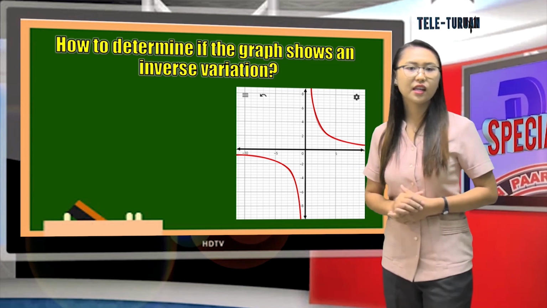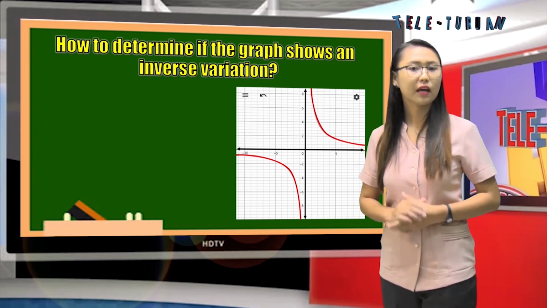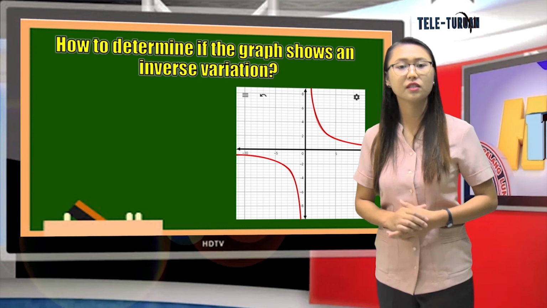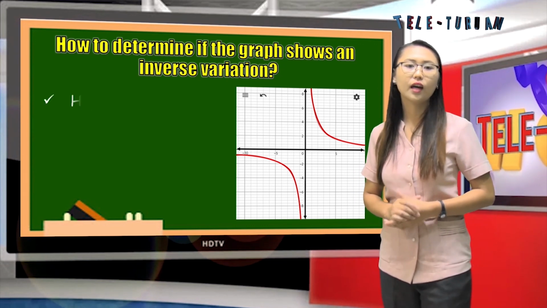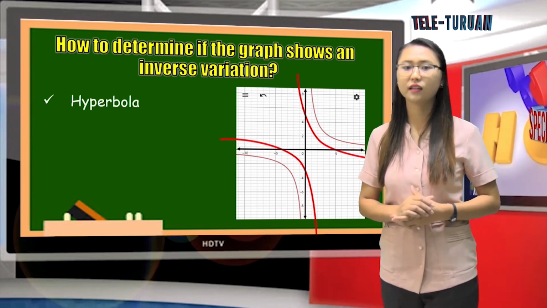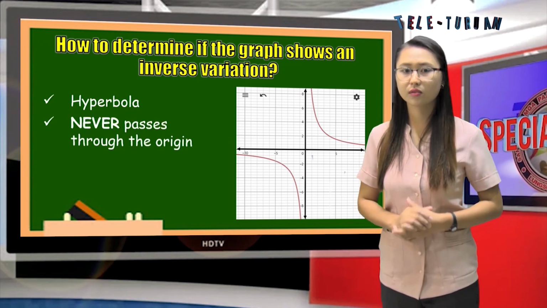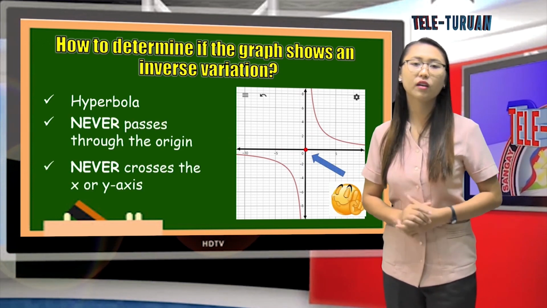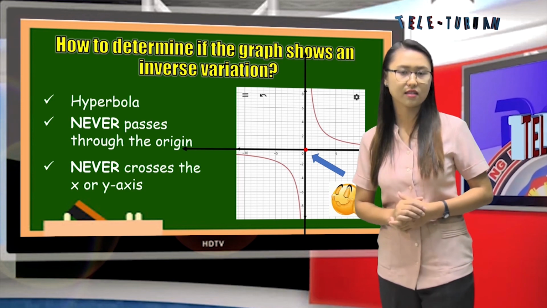But what if the given is a graph? How to determine if the graph shows an inverse variation? The graph must be a hyperbola. It never passes through the origin and never crosses the x and y axis.